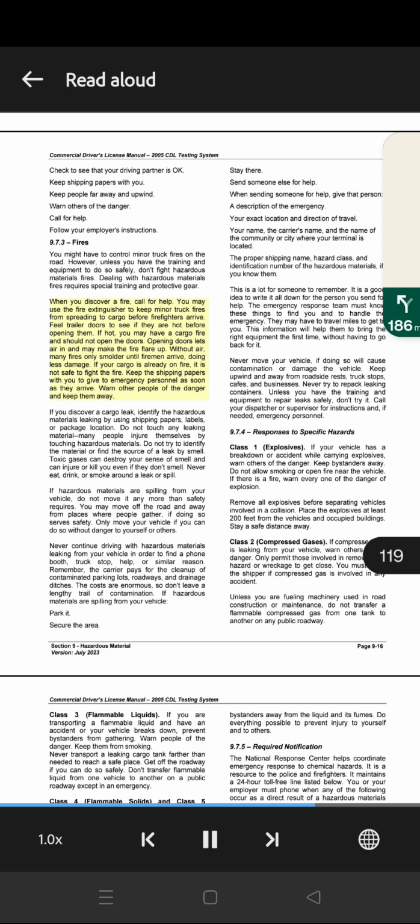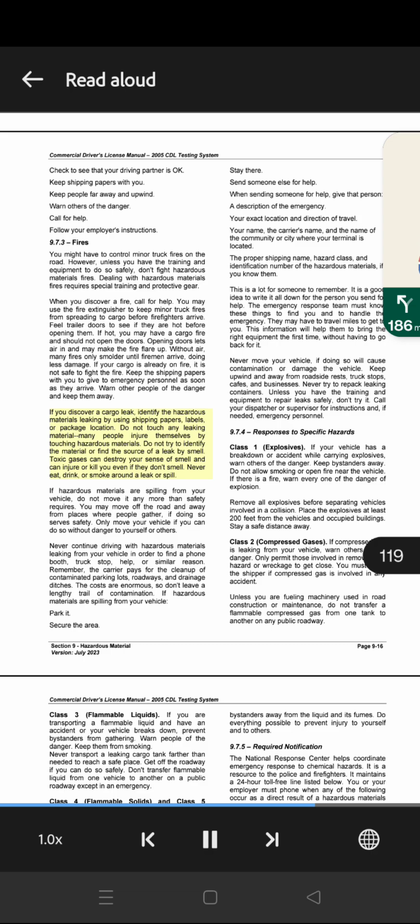Keep the shipping papers with you to give to emergency personnel as soon as they arrive. Warn other people of the danger and keep them away. If you discover a cargo leak, identify the hazardous materials leaking by using shipping papers, labels, or package location.